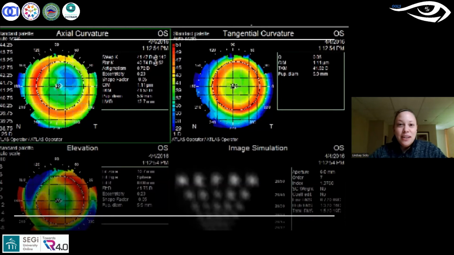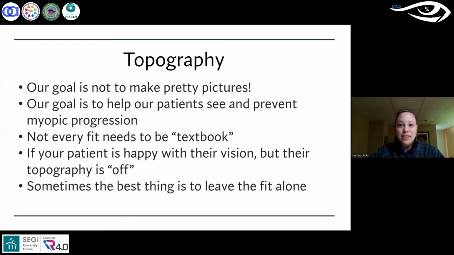It's not what you're going to see with every patient who's successful in Ortho-K, and nor should that necessarily be our goal. Our goal is not to make pretty pictures. And one of my mentors, Jan Jerkis at Illinois College of Optometry, she always says that to our young faculty, of which I was one once. And so she said, Lindsay, your goal in Ortho-K is not to make pretty pictures with your topography. The goal is to help the patient see.